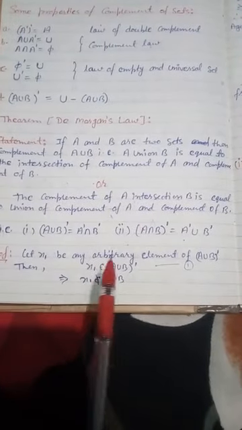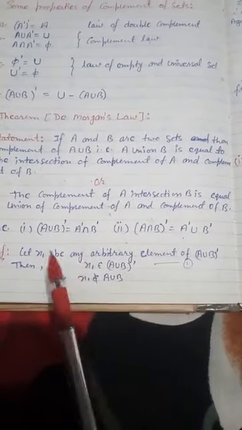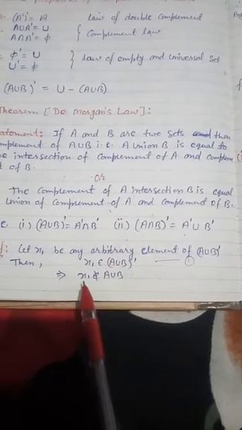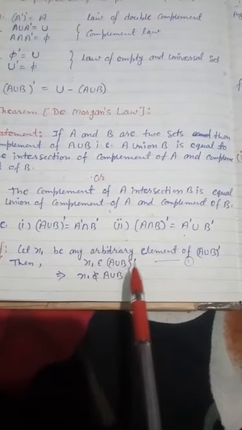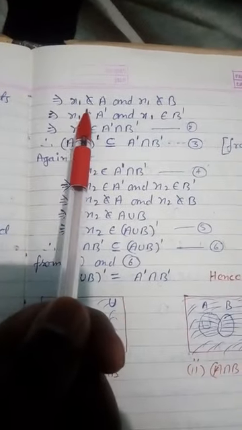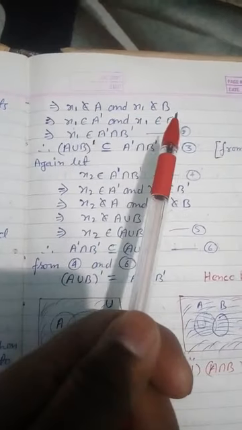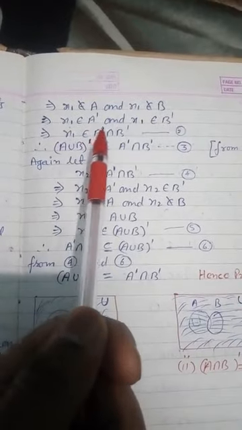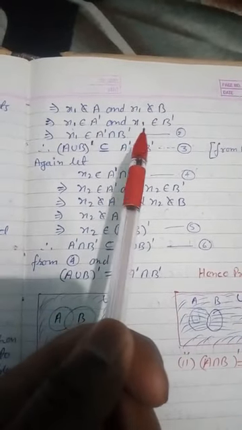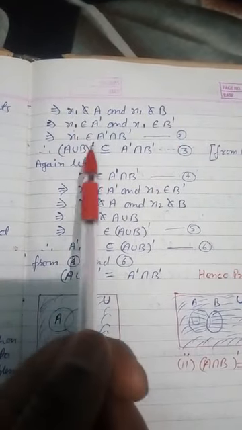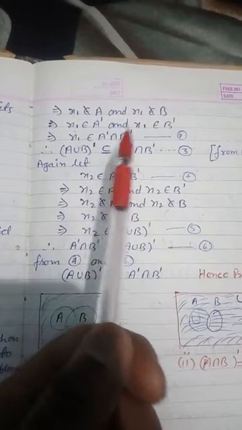Let us suppose x1 is any arbitrary element of (A union B) complement. Then we can say x1 belongs to (A union B) complement. Suppose this is equation first. It means x1 belongs to (A union B) complement, then x1 does not belong to A union B. If x1 does not belong to A union B, then x1 belongs neither to A nor to B. If x1 does not belong to A, it means x1 belongs to A complement. If x1 does not belong to B, then x1 belongs to B complement. If x1 belongs to A complement and B complement, it means x1 belongs to A complement intersection B complement.